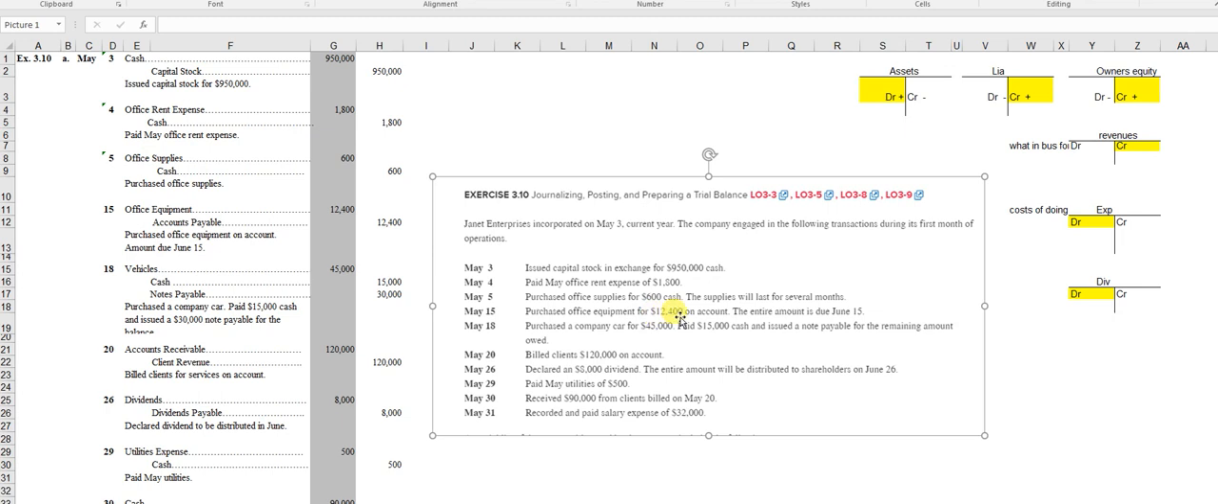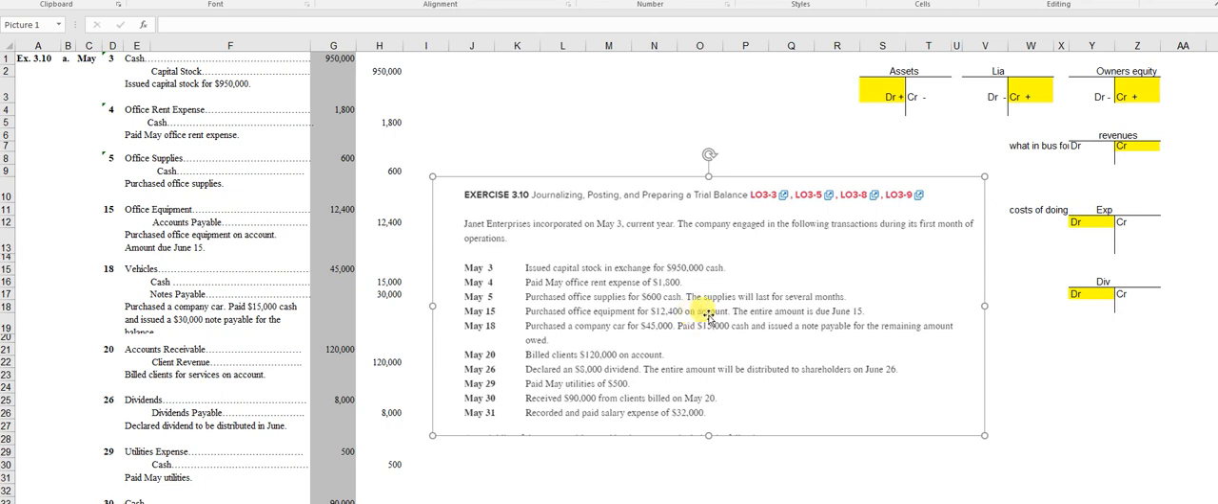Purchased office equipment for $12,000 on account. Whenever you see the word account, it's going to either be accounts receivable or accounts payable. So in this case, I purchased them, so I'm going to pay it. The entire amount is due June 15th. So if you look through this, you're going to look for the cash, and you're going to notice, oh, I didn't pay cash. I'm going to pay cash later. And the emphasis is on pay it later.